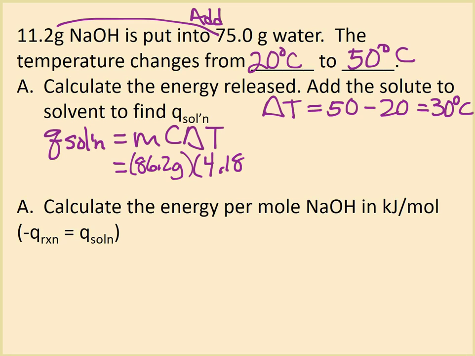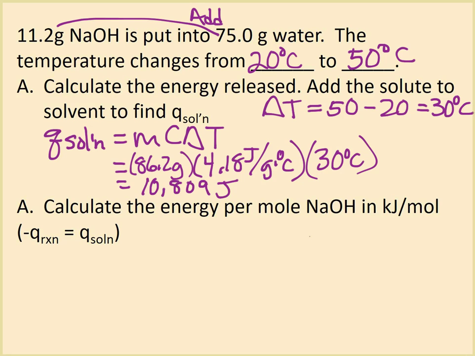And my specific heat is not given to me, so I'm just going to assume it's water. If it's not given to you in your packet, always assume it's water. But on the AP test, they'll tell you. And then my delta T, we already solved for it. It's a positive 30. So go ahead and doing my math, I get 10,809 joules.